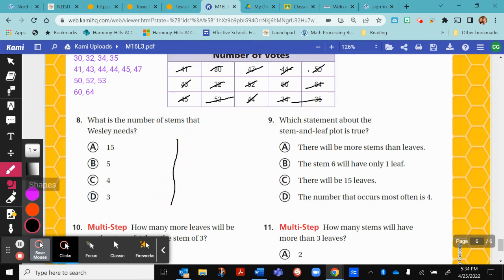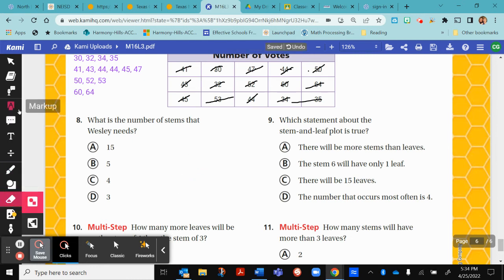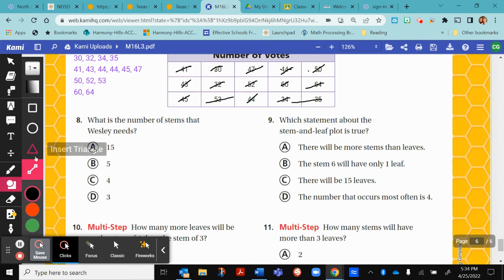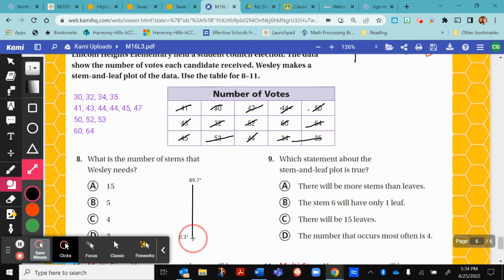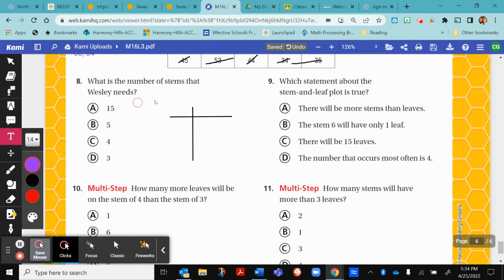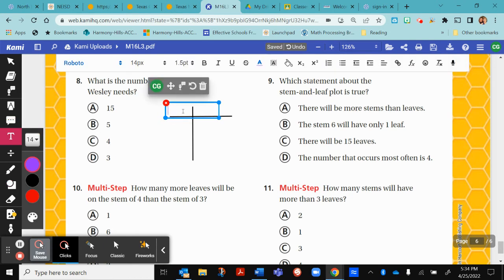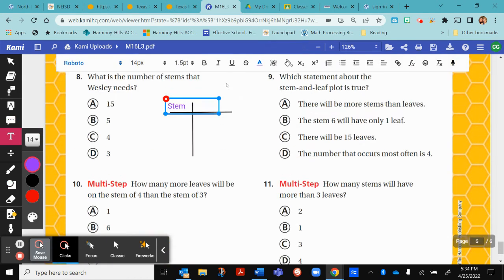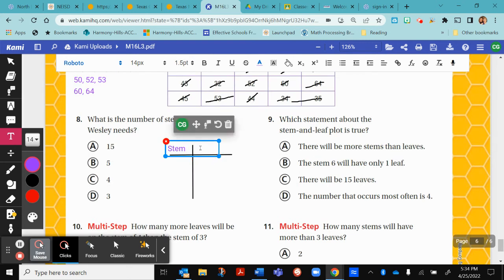Yep, that line is not very straight. What a silly goose. Okay, so where am I at? Just want to make a straight line. Okay, so here I'm going to write stem. Oh, I know what it is, my jacket is catching on it. And then I'm going to write leaf or leaves.